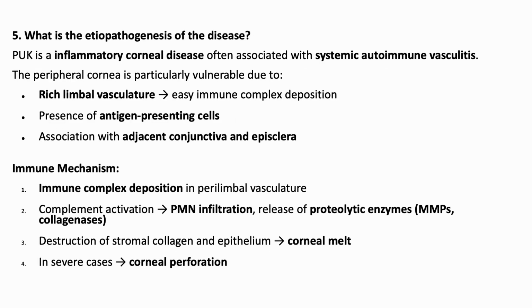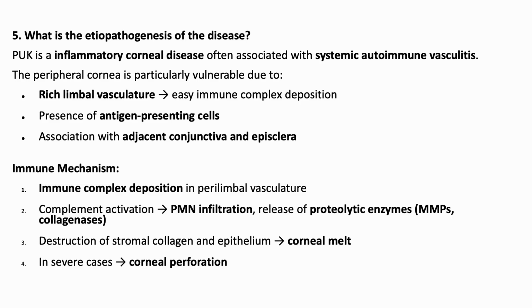Next is, what is the etiopathogenesis of PUK? PUK is an immune mediated inflammation. It is linked with systemic autoimmune vasculitis. Why is the peripheral cornea targeted? Because the peripheral cornea has a rich blood supply and there is an abundance of antigen presenting cells at the limbus. The immune mechanism is that immune complexes get deposited at the perilimbal vasculature. There is a type 3 hypersensitivity reaction in which antigen antibody complexes get formed. With that, the complement system is activated, that is C3a, C5a. They will attract neutrophils and macrophages.